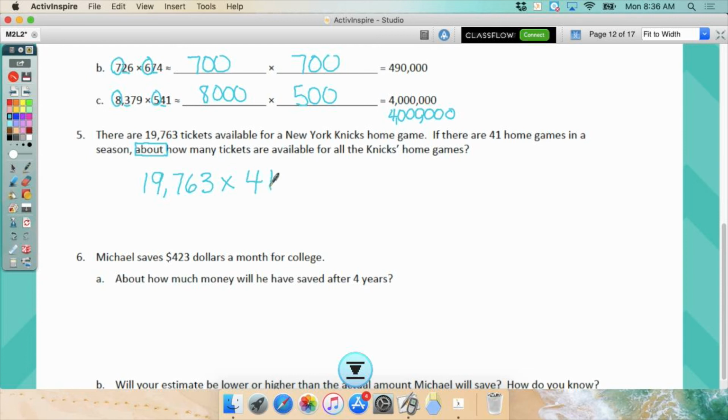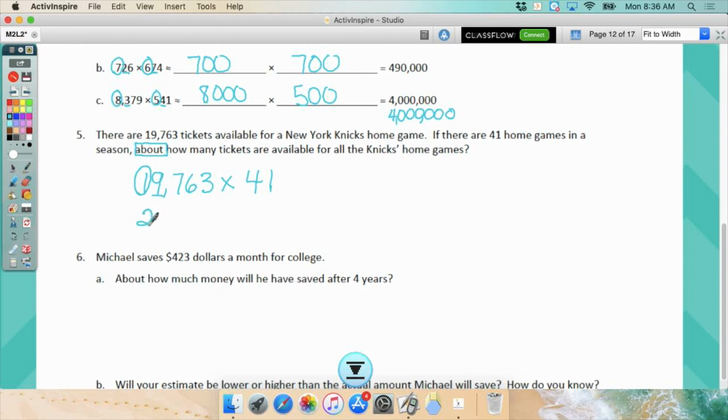19,763 times 41. Good. And then when it says about, did you put a box around about, kids? When it says about, that means I'm going to do what? I'm going to estimate, right? It doesn't have to be exact. Circle the 1, underline the 9. What do we have here?